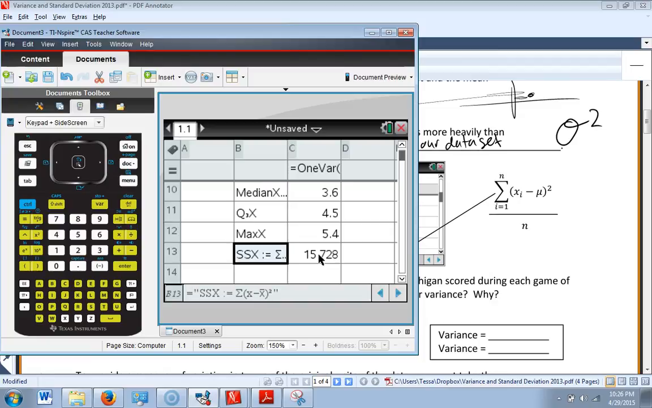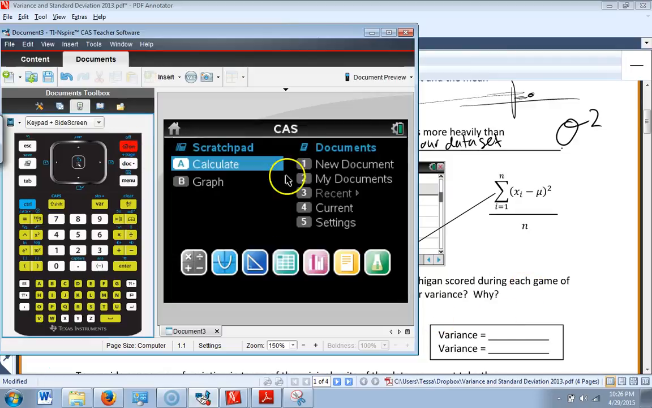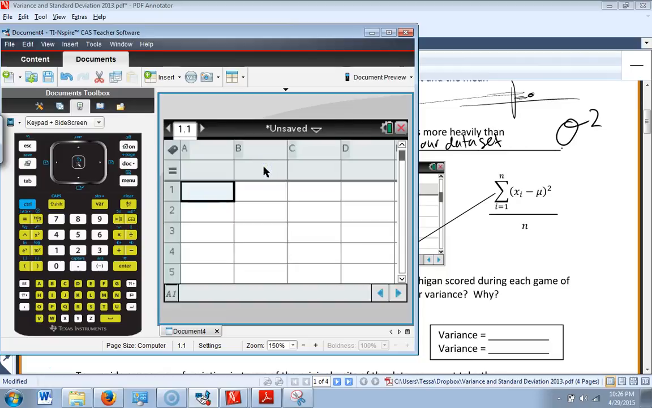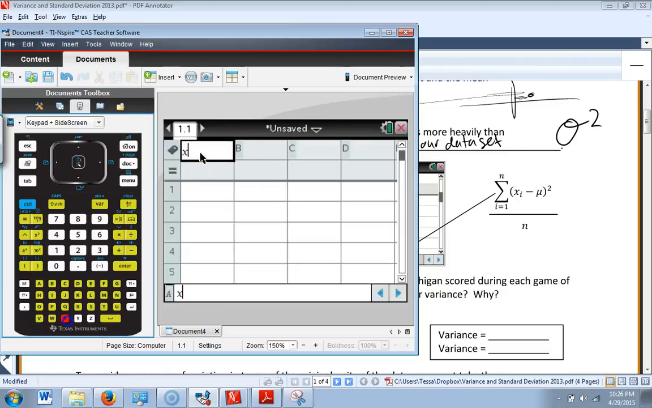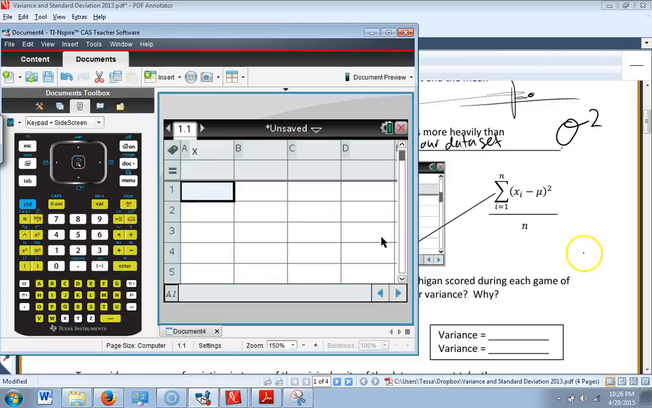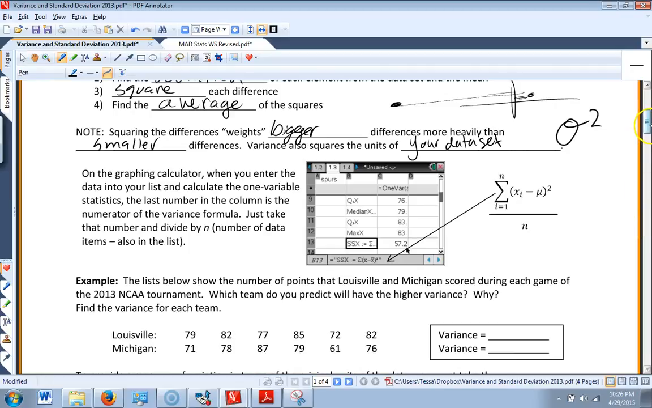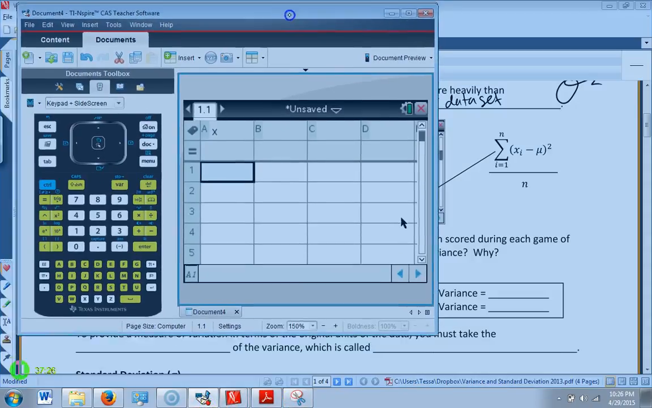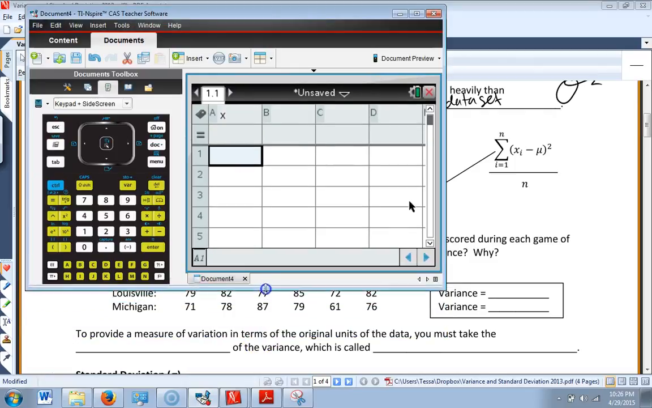Now, we'll find the variance of one data set. So go ahead and make a new document, because we're about to enter some new data and add lists and spreadsheet. For good habits, let's call this X, even though we don't really need to. We're going to find the variance of each of these sets to see which one is more spread out.